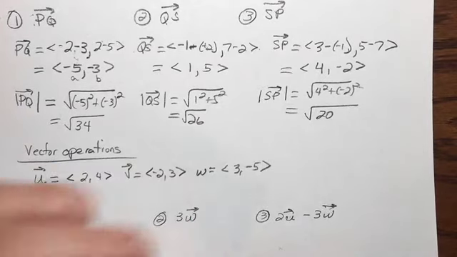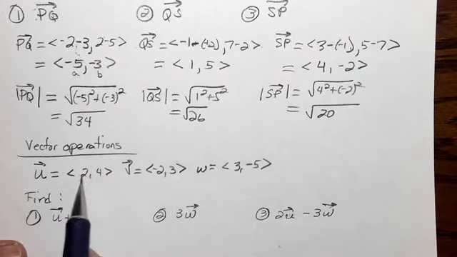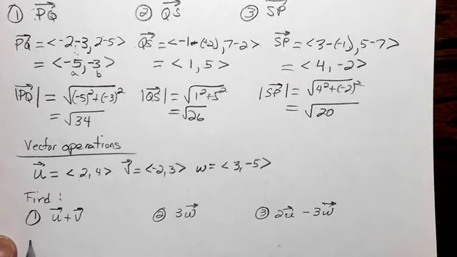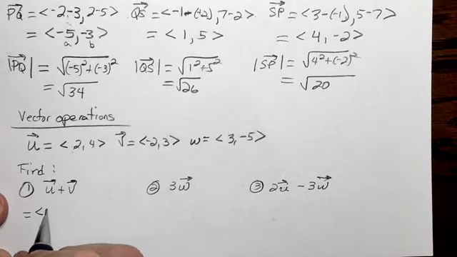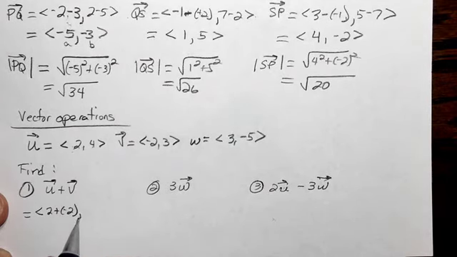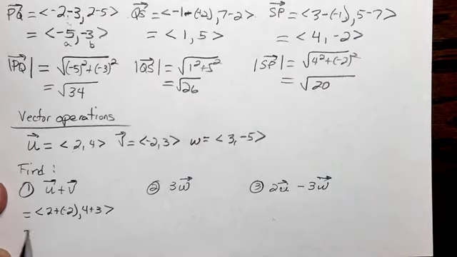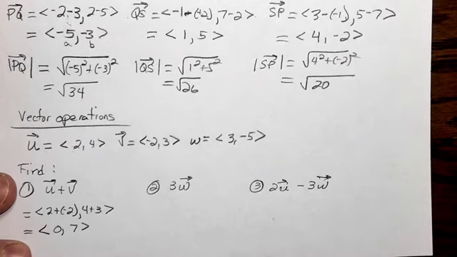So we can do all these operations. Basically, it's just doing this. If I want to do U plus V, all I do is add the horizontal components and add the vertical components. So U plus V is going to equal 2 plus -2, 4 plus 3. If we were subtracting, we would put a minus in here instead. So that comes out to 0, 7. And there's what the sum of those two vectors is.